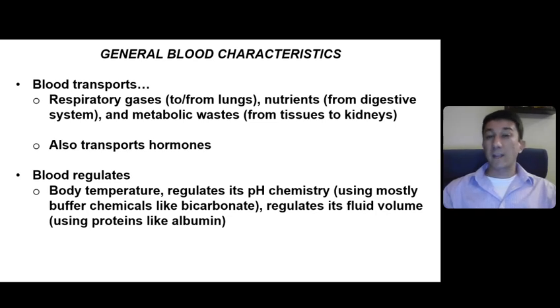Blood also has a couple of regulation functions as well. It regulates body temperature. It regulates its pH, that is an aspect of its chemistry, using mostly substances like bicarbonate. So bicarbonate is what's responsible for making the blood slightly alkaline and keeping the pH at a slightly alkaline level. And the blood also regulates its fluid volume using proteins like albumin. So again, I mentioned that there's a more elaborate discussion of what the blood proteins do in the Module 1 lecture material.